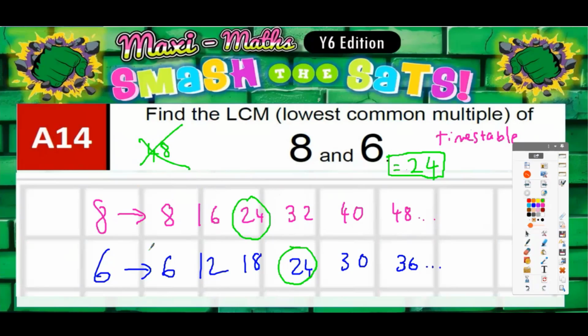I would use this method here where we list the multiples of both numbers and then find the lowest that's in both lists.